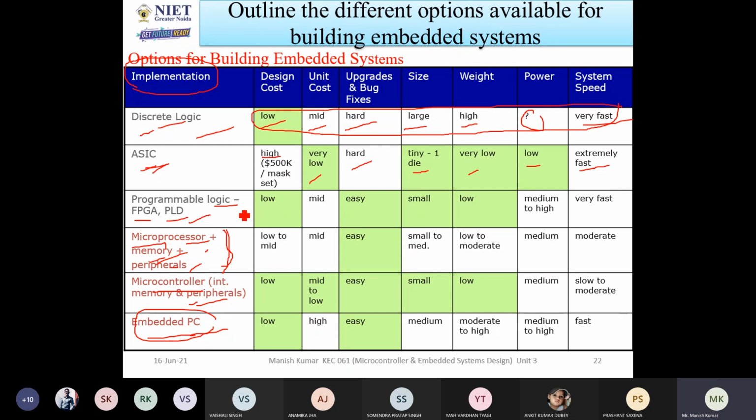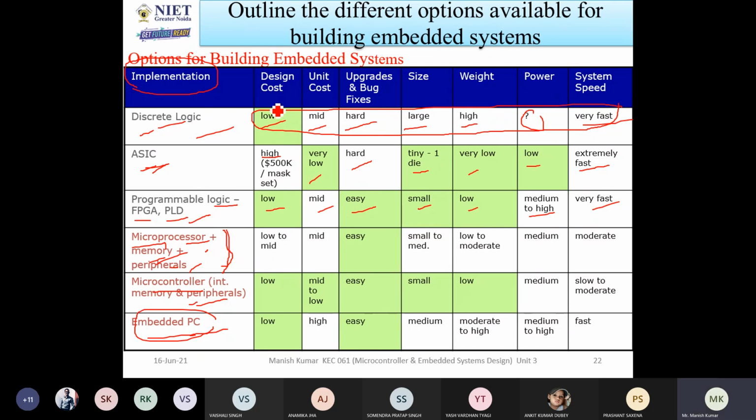When we are talking about the programmable logic, the design cost is low, unit cost is middle, upgrade is easy, size is small, weight is low, power is medium to high, and system speed is very fast. Okay, so these are all the constraints. With that, you have to select which platform you are going to choose to design systems, to develop an embedded system. It depends upon your application.